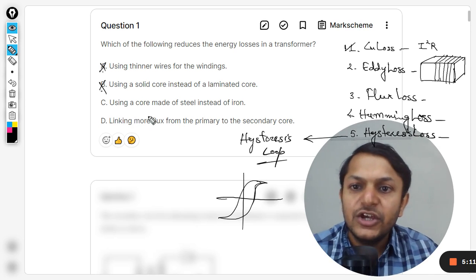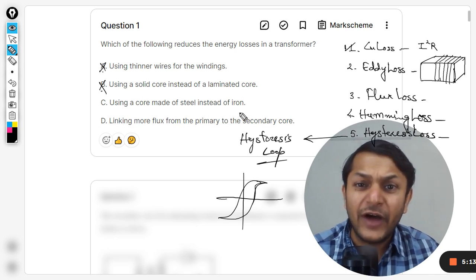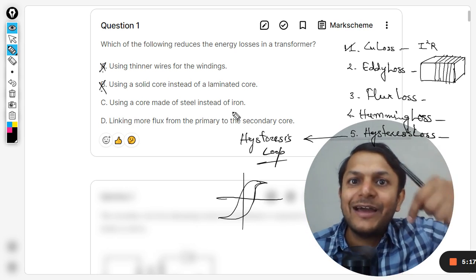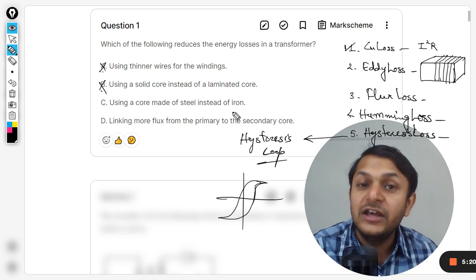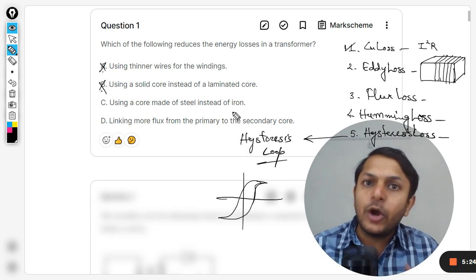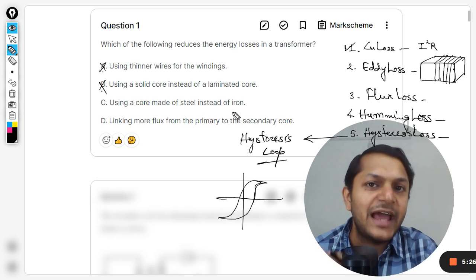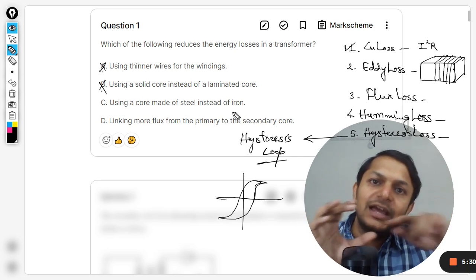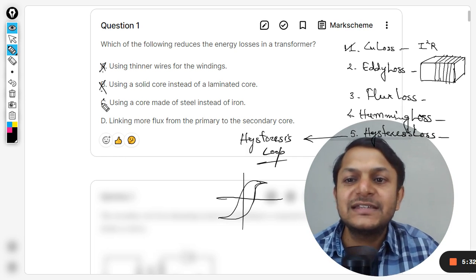Let us go for C. Using a core made up of steel instead of iron? Not at all, because I told you that that is the property of soft iron. Soft iron is a special kind of iron, which is used in the creation of transformers. And the property is that the magnetic flux that enters into the solid once, it never gets out of it. It is caught in between the solid only. So even C is wrong.